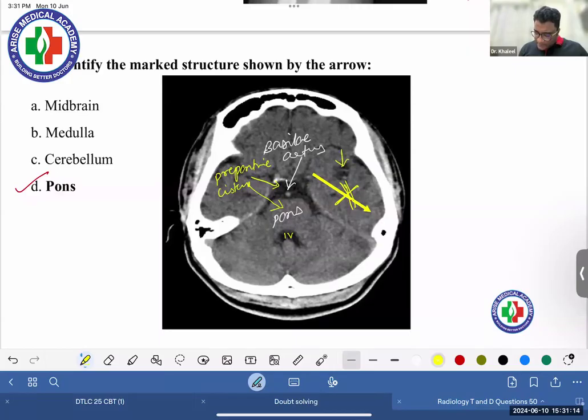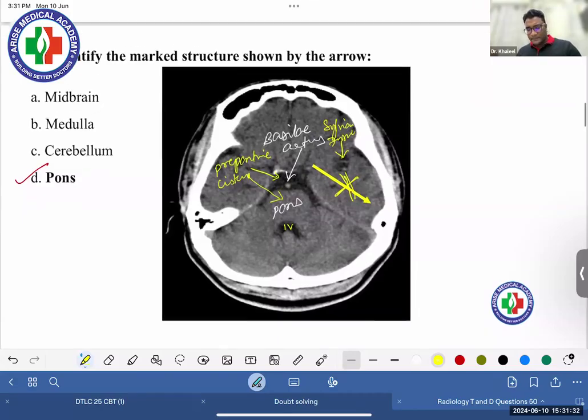And these black areas here, this is the Sylvian fissure. Okay. Right, so please identify the basilar artery. The most important landmark to differentiate midbrain from pons is the basilar artery. Next.